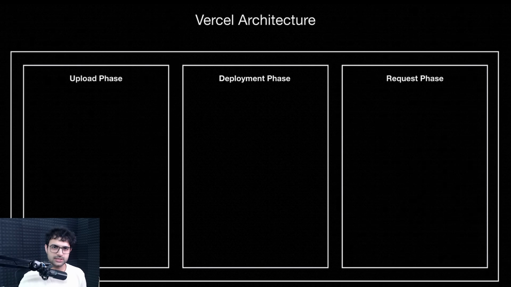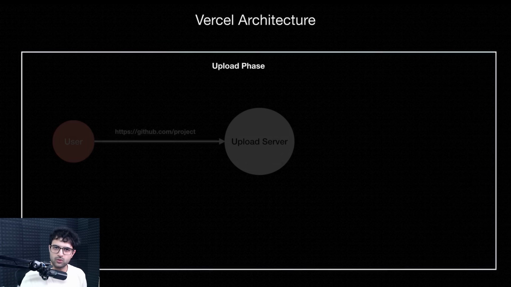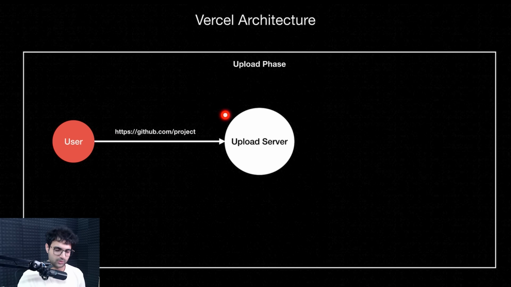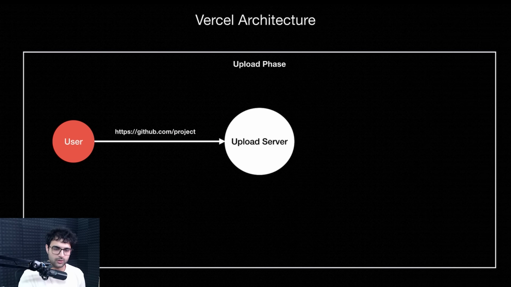All right, let's try to comprehensively discuss this architecture one more time. The Vercel architecture is divided into 3 parts: the upload phase, deployment phase, and the request phase. Let's start with the upload phase. What did we discuss? During the upload phase, the user will send a GitHub URL to the upload service, to the upload server, whatever you want to call it.